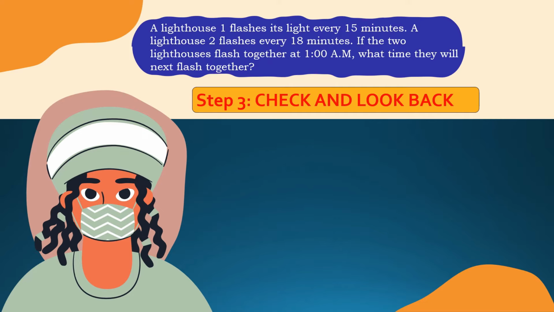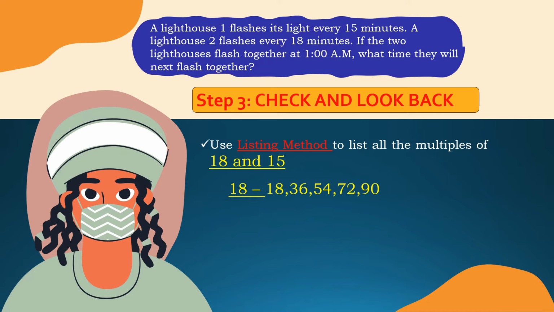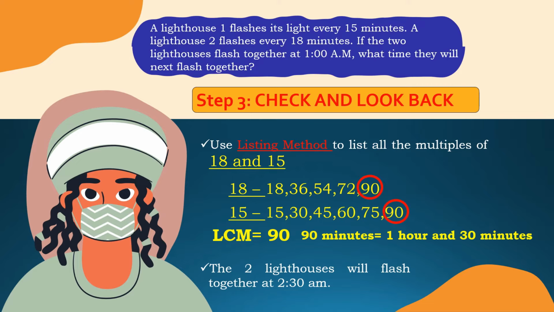Next is the check and look back. So we use the listing method to list all the multiples of 15 and 18. The multiples of 18 are 18, 36, 54, 72, 90, and so on. The multiples of 15 are 15, 30, 45, 60, 75, 90, and so on. So the least common multiple is 90.